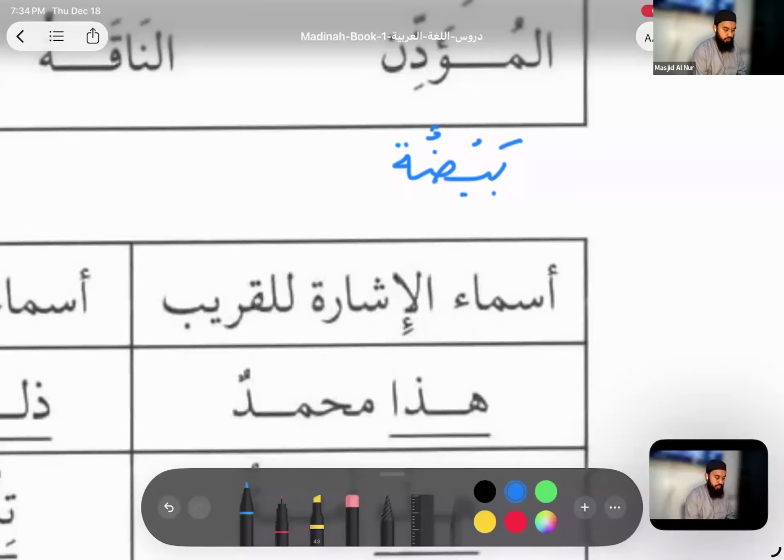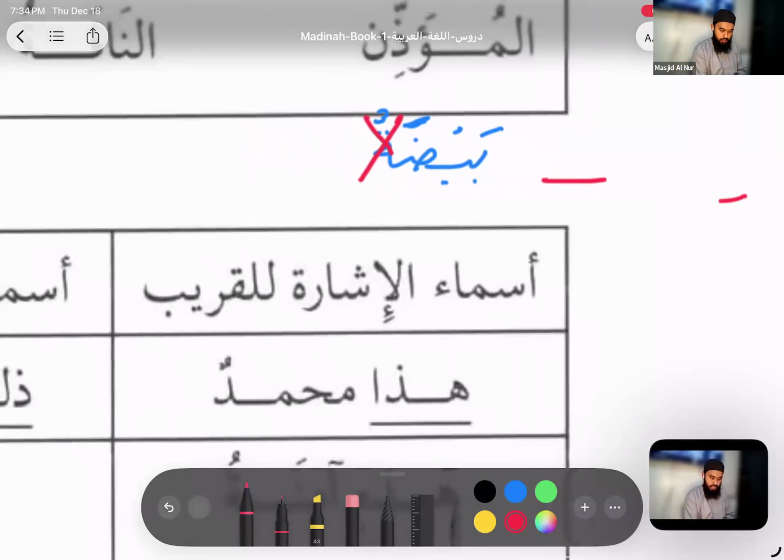So this should be very easy, guys. What's the first rule I told you? Eliminate the ta marbuta. Can someone tell me the root letters for this word? Bayd. Say it again. Bayd. Good job.